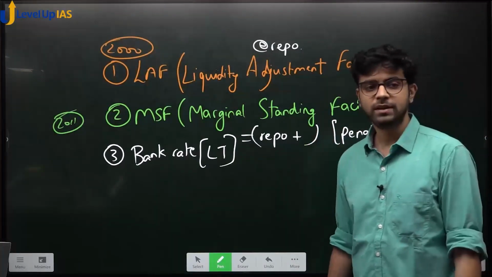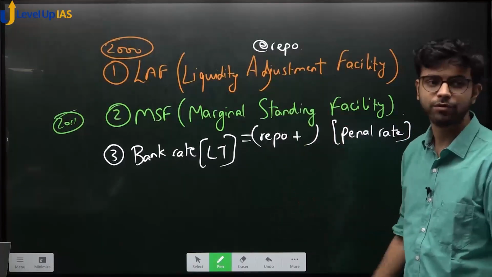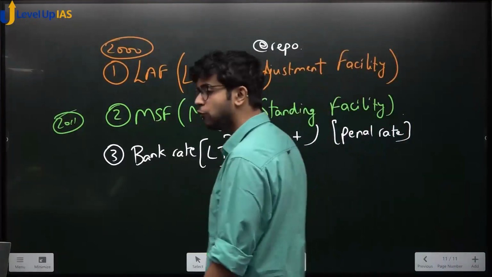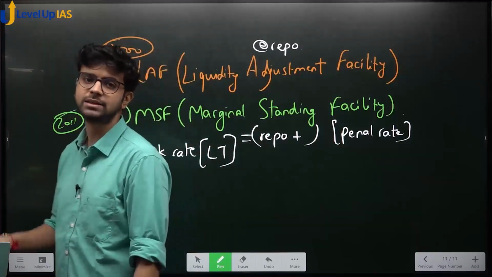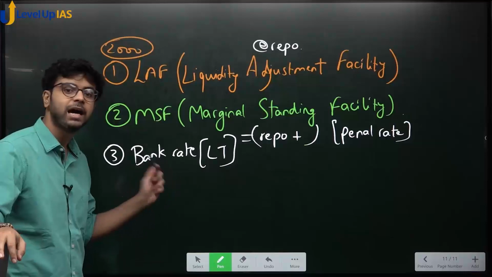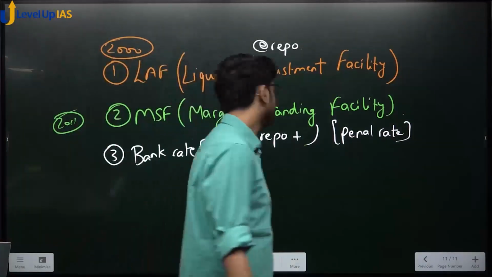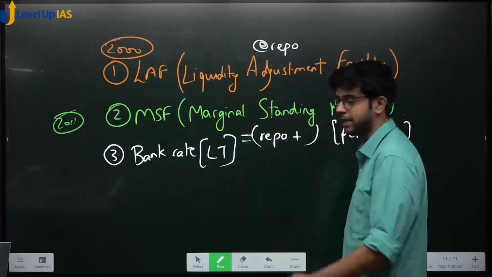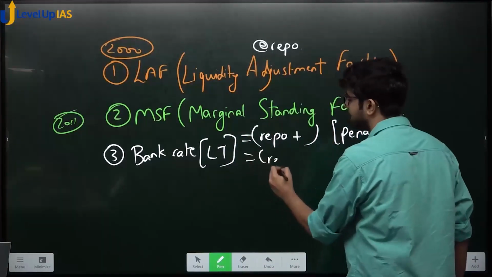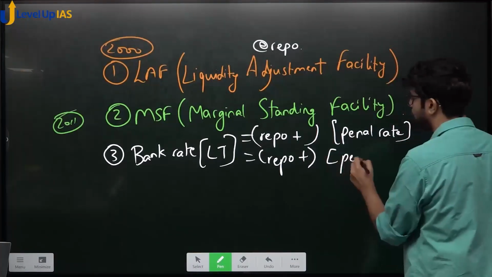Now tell me, would this rate be higher than repo or lower than repo? Would it be repo plus something or repo minus something? It would be repo plus something because it is for long term, it has higher risk. Always remember, high risk, high rate. Okay? So this would be again repo plus something, yes or no? So now pay attention, very crucial part I am telling you. This is also a penal rate, yes or no?